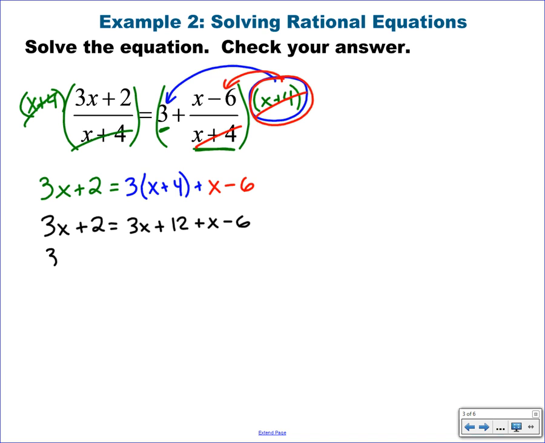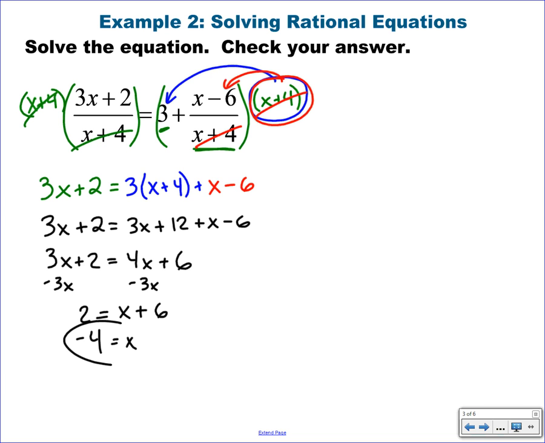When I combine like terms, I get 3x plus 2 equals 4x plus 6. If I subtract the 3x over, if I subtract the 6 over, x equals negative 4. I will tell you right now, 90% of you will stop here at this point and say, I am done. Make sure you check your answer.